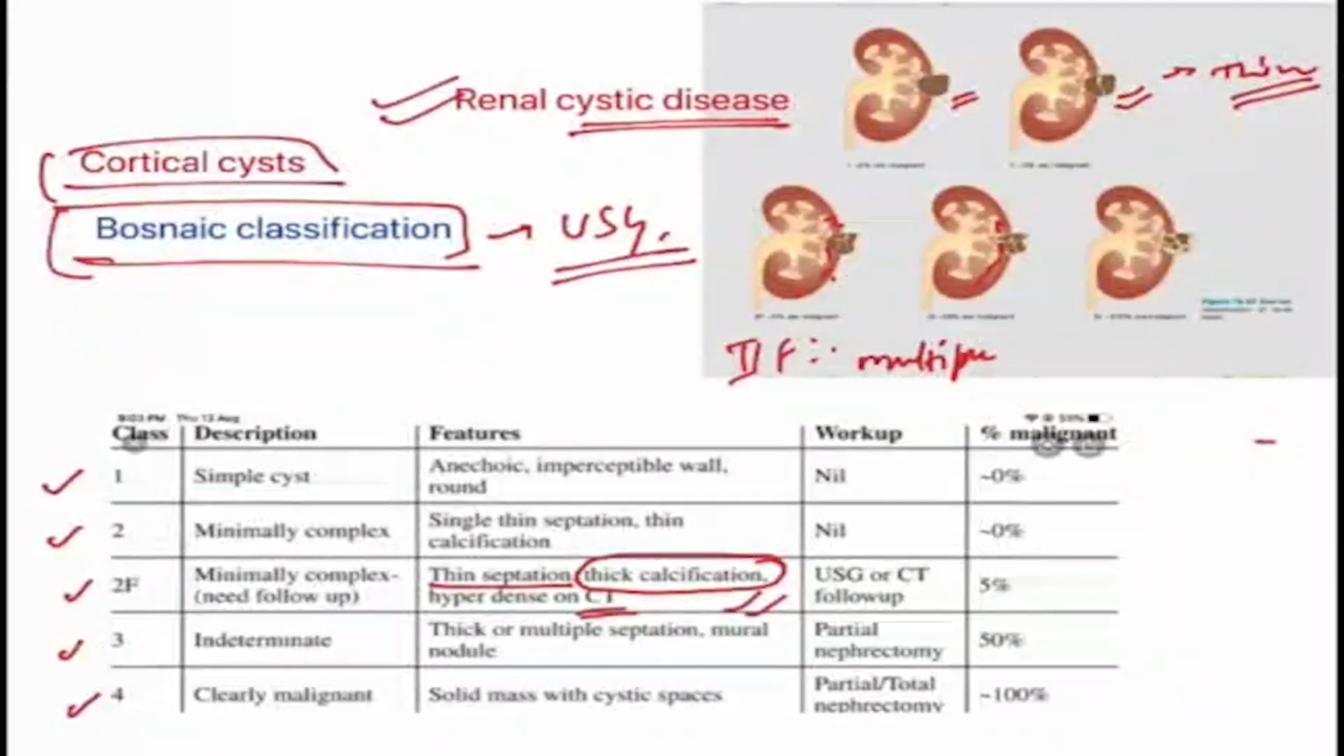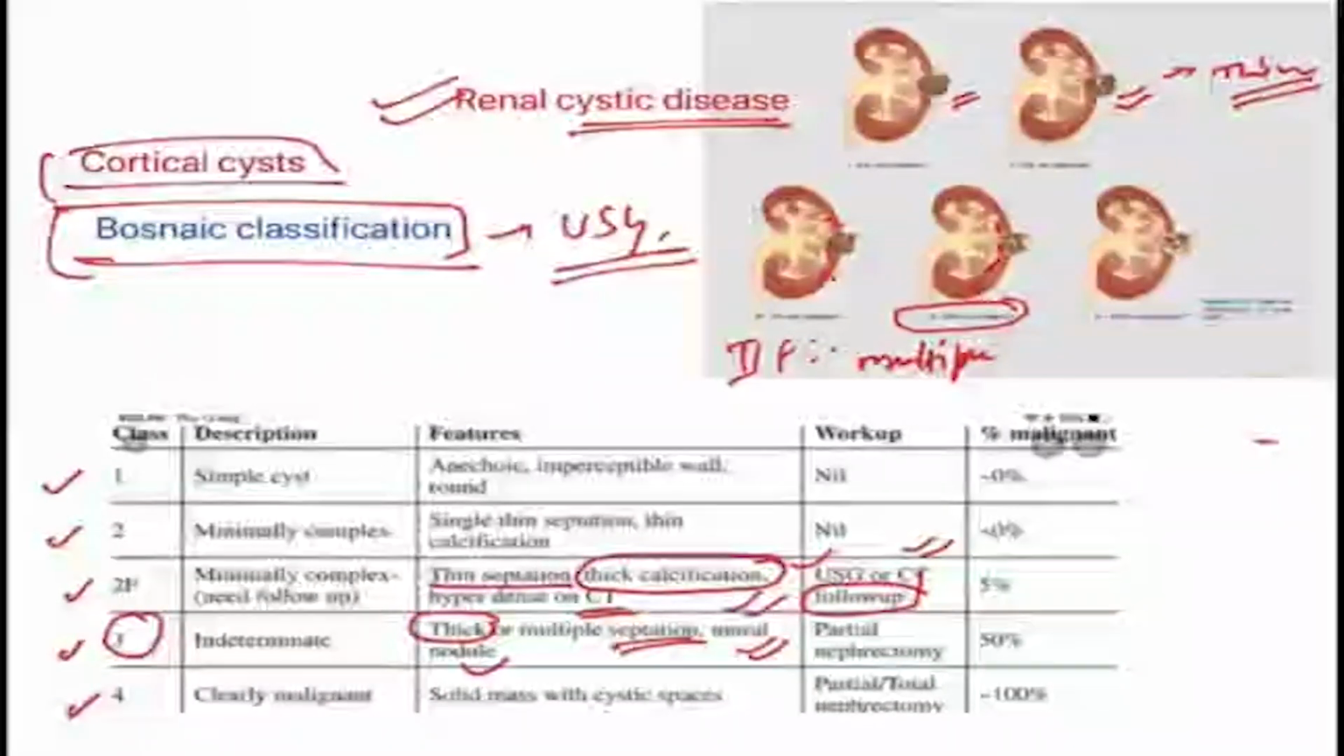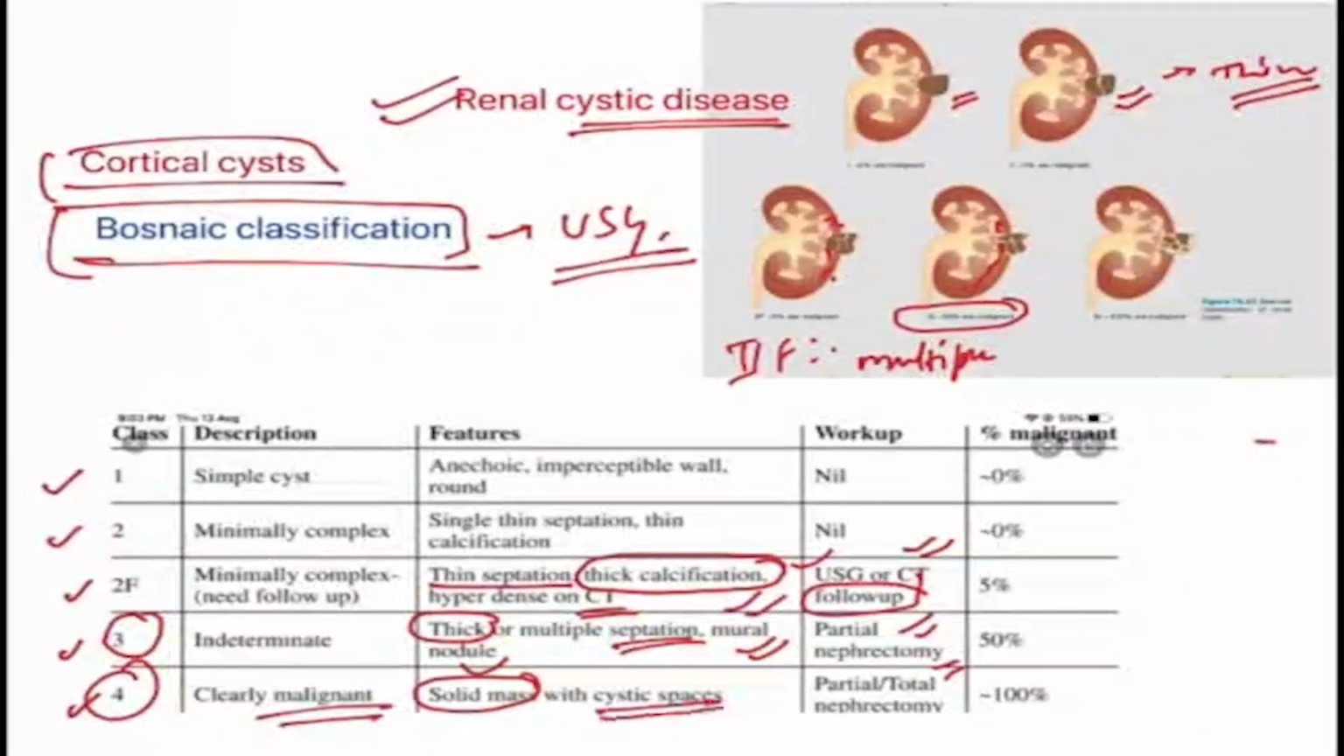Multiple thin septations are present, but there is calcification, which is hyperdense on CT. So in this, either we have to do ultrasonographic or CT scan follow up. In class 3, the septations are also thick and a nodule is present. So this is suspicious and there is chance of malignancy, so partial nephrectomy is done.